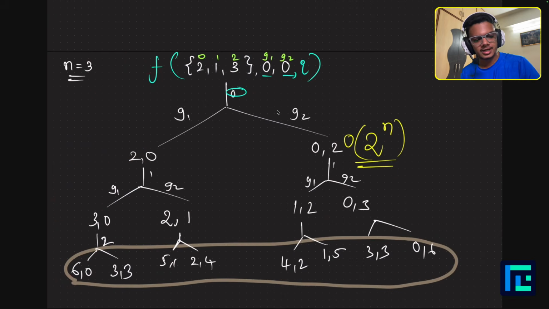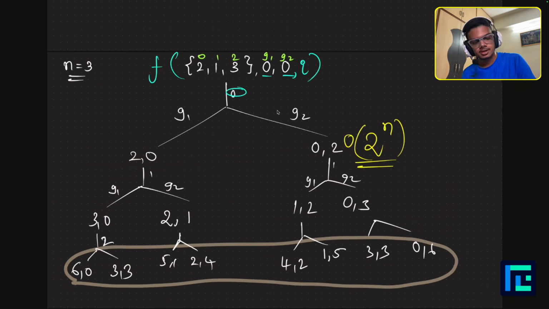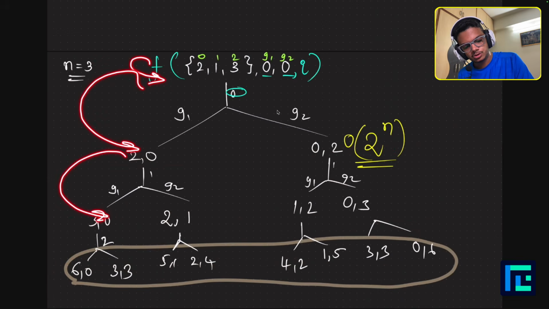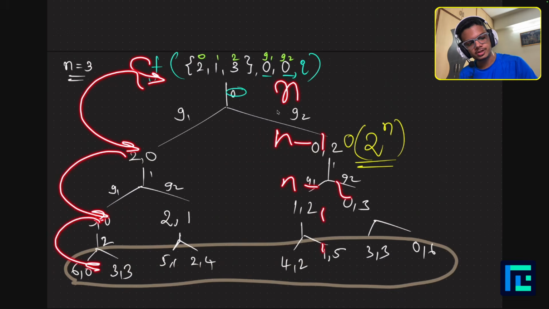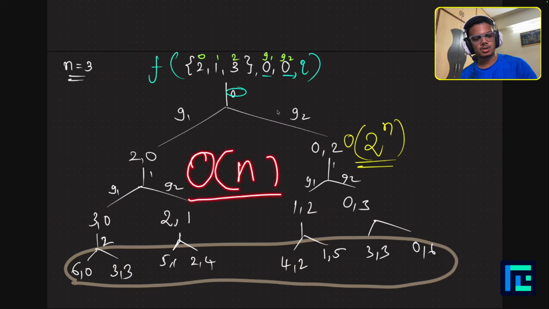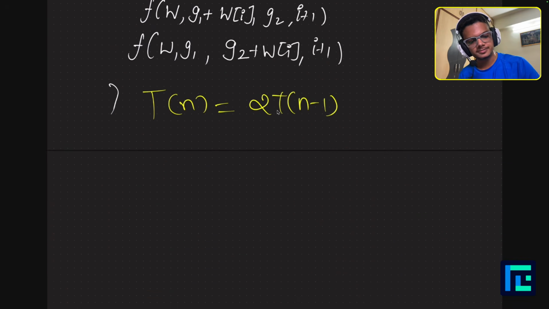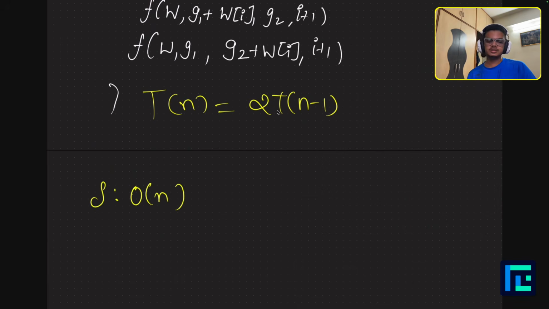But of course, at any given level, only one of the functions will be executing in the recursion stack, right? So in the worst case, this calls this, which calls this, and so on. So n calls n minus 1, n minus 2, and so on till 1. So the recursion stack will have at most order of n stack frames. So the space complexity will be order of n, which is the recursion stack space.